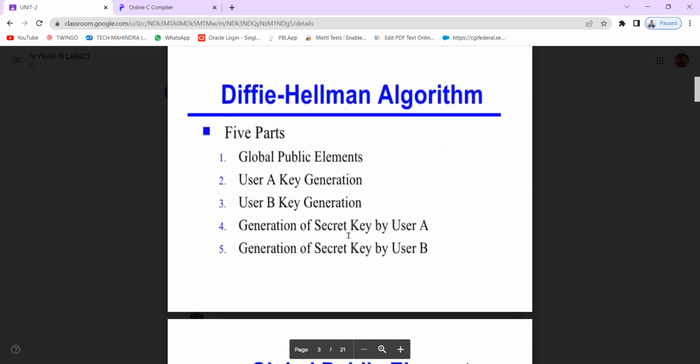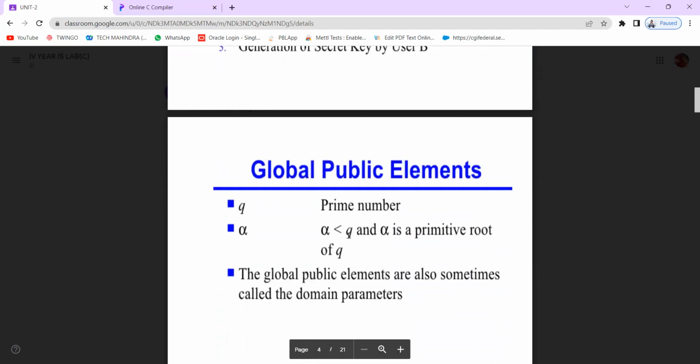Next, the Diffie-Hellman algorithm consists of 5 parts: global public elements, user A key generation, user B key generation, and generation of secret key by user A and user B. Coming to global public elements, we'll generate a prime number which is represented by Q, and alpha should be less than Q, and it is also a primitive root of Q.